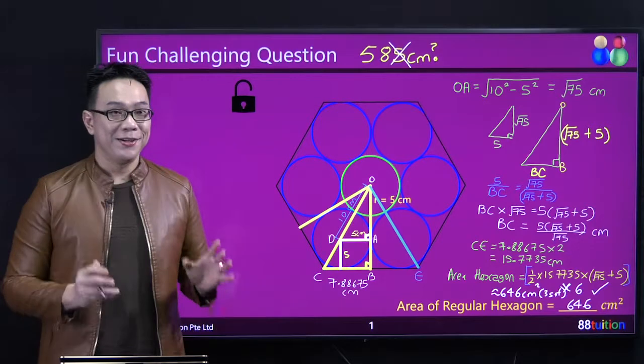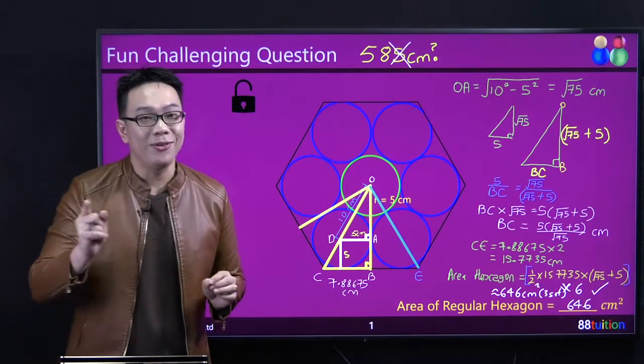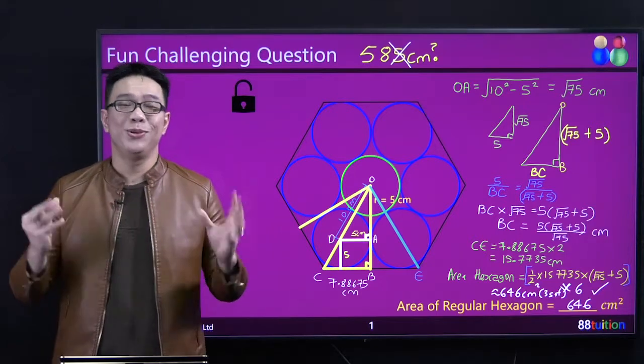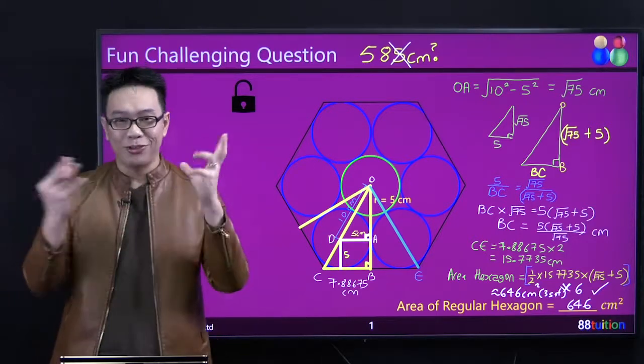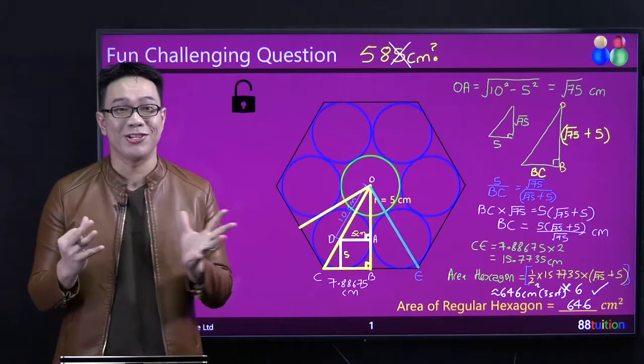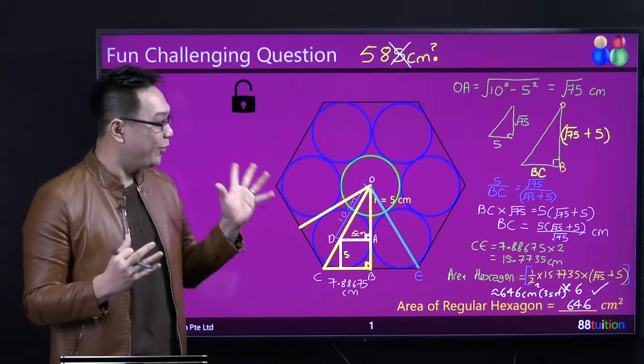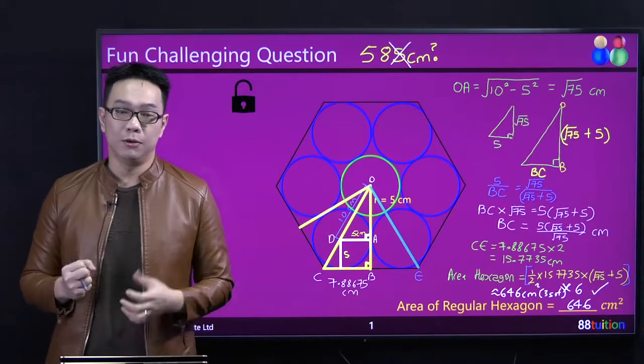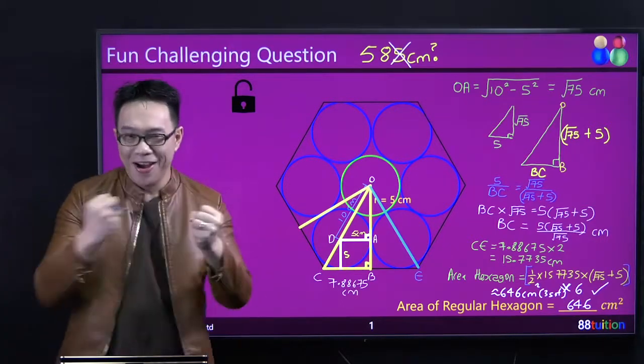Can you see that? So you have learned how to find the area of a regular hexagon with just one piece of information. That is the beauty of mathematics. So many different topics come together just to form one question, and from one clue, you are able to find out the answer. Wow! Do you think that it feels good? Come on, it feels good.